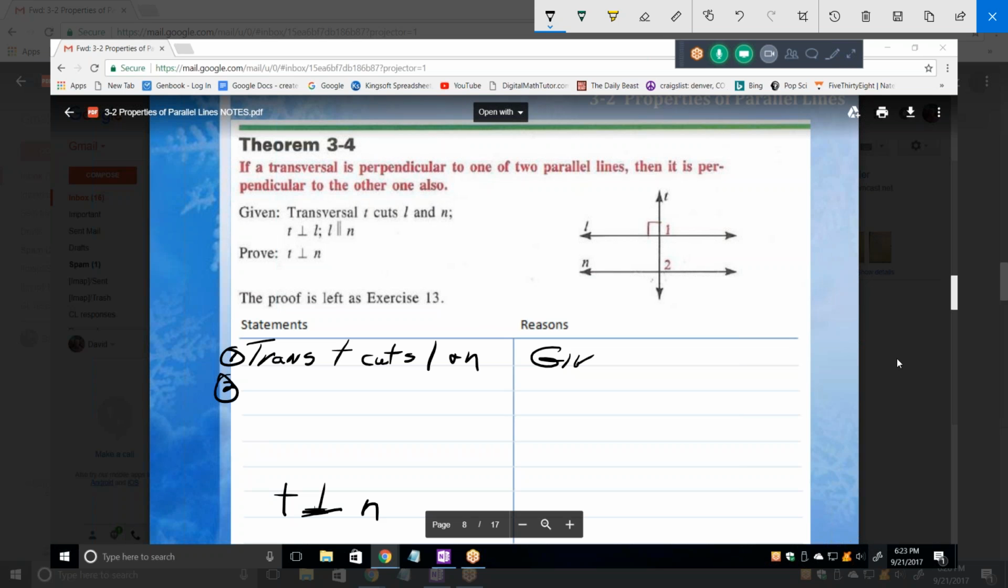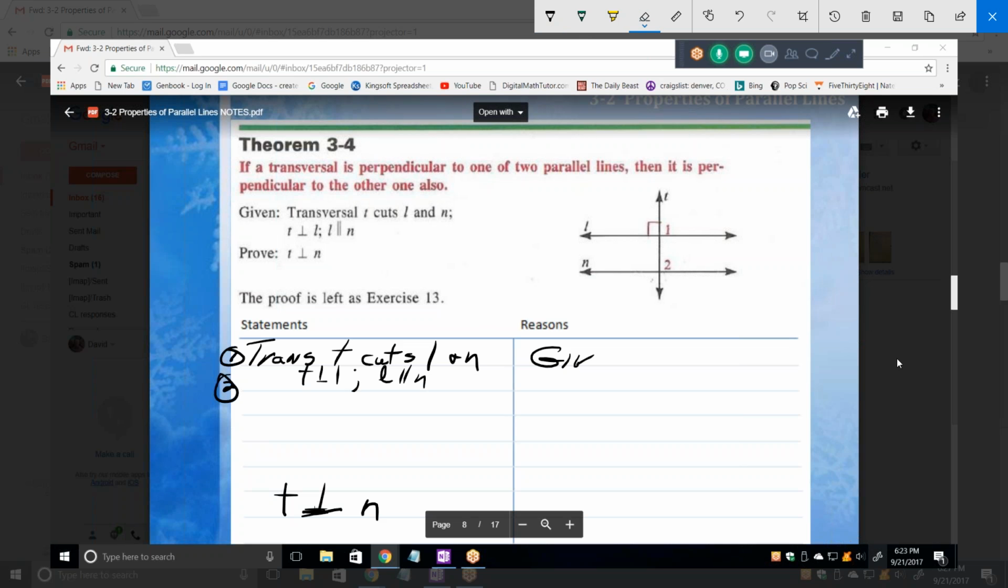Oh, I didn't put all the givens down. These two here: T is perpendicular to L, so that was actually part of the given, and L is parallel to N. Okay. So statement 2 says... I don't need statement 2. It was in the given. I only need one more statement. No, sorry. That's what we're trying to prove. Okay, my bad. Hold on a second.